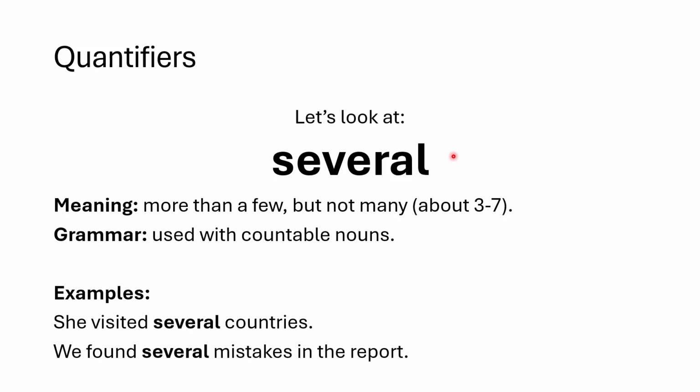Let's look at several. It means more than a few, but not many, about 3 to 7. It is used with countable nouns. Here is how several is used in example sentences. She visited several countries. We found several mistakes in the report.